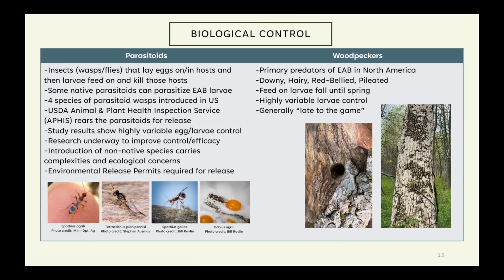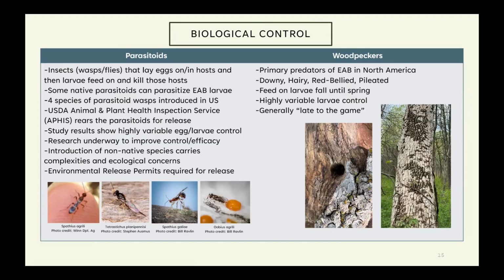And then anytime that a non-native or an exotic species is introduced, even if it is to control other non-native exotic pests like the emerald ash borer, there are some ecological concerns and complexities to consider. And then an environmental release permit is required for the release of these parasitoids. And then woodpeckers. Woodpeckers are the primary predators of EAB in North America.